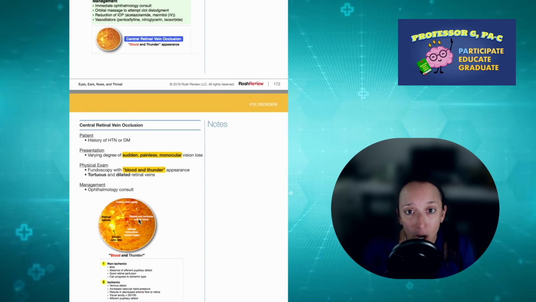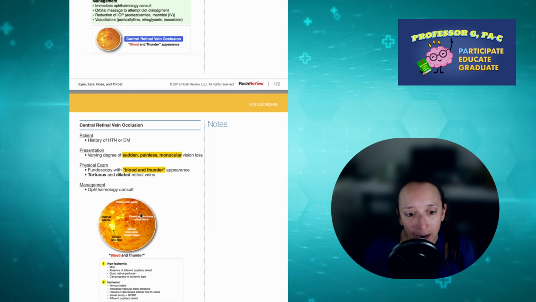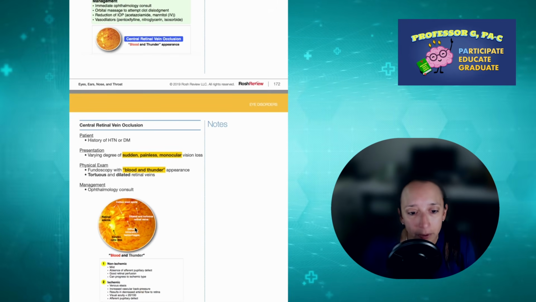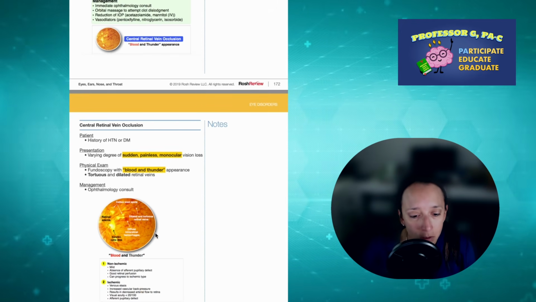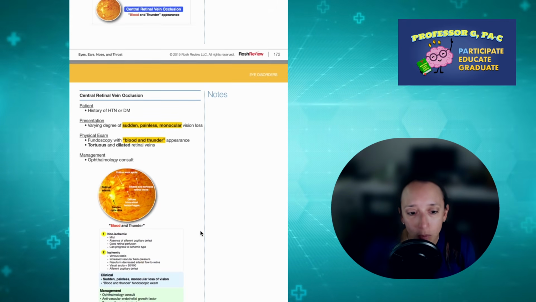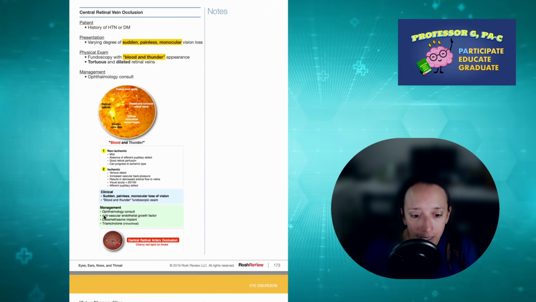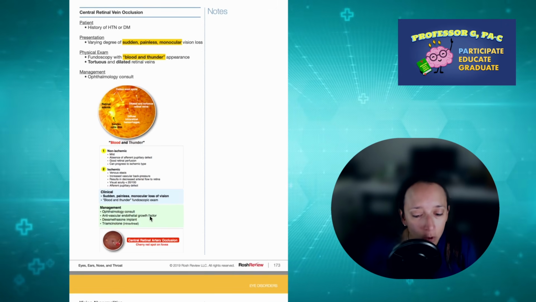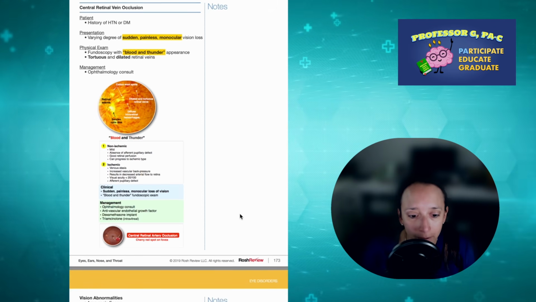Because this is a blockage of blood flow from the eye, we get vessels that kind of burst in the back of the eye. So we'll see this classic blood and thunder appearance on fundoscopy. We'll also see tortuous and dilated veins within there because they're full of blood because it can't drain from the eye. And this again will be an emergent ophthalmology consult. And these guys can get some of the anti-vascular endothelial growth factors, so we can try to limit the bleeding that happens in the back of the eye.